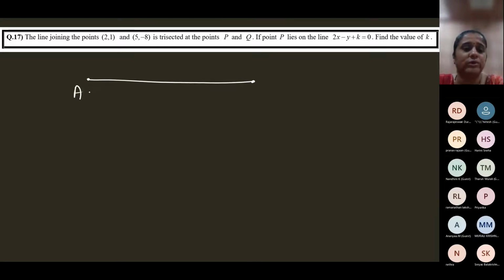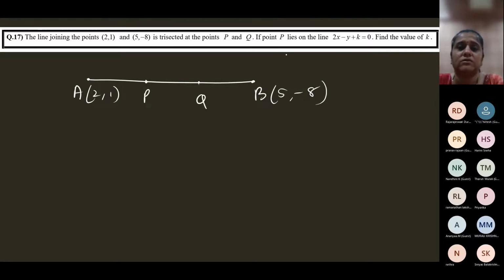So the line joining the points 2, 1 and 5, -8 is trisected at the points P and Q. These points are not named, so we'll call them A and B. A is 2, 1, B is 5, -8. This is trisected at the points P and Q. If nothing is mentioned, you have to take it like this.